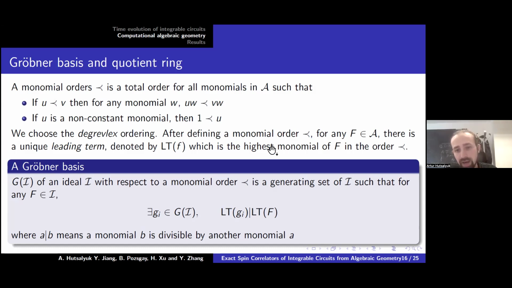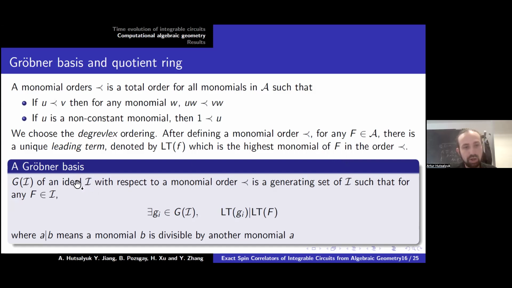And after we define this monomial ordering, then any function f belonging, not to the ideal, but to the polynomial ring, has some leading term. Of course, if we have an order, then we have leading, sublinear, and so on. We denote this leading term of function f as LT(f). This is just notation, and it is the highest monomial in f.